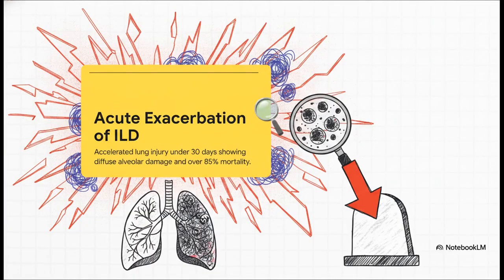But guys, the most feared complication by far, especially in IPF, is an acute exacerbation. This isn't just a gradual, slow worsening. This is a sudden, massive acceleration of lung injury that happens in under 30 days. Clinically, it mimics ARDS, and if you were to biopsy it, which we usually don't, you would see diffuse alveolar damage superimposed right over the underlying fibrosis. It is an absolutely devastating complication, carrying a mortality rate of over 85%.